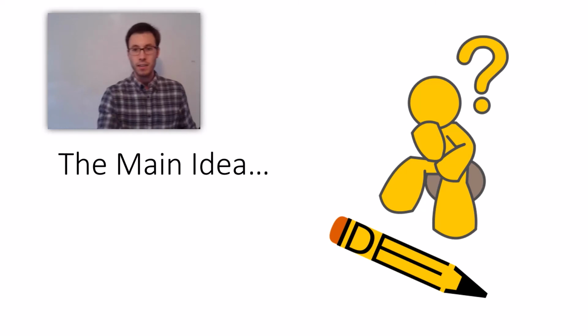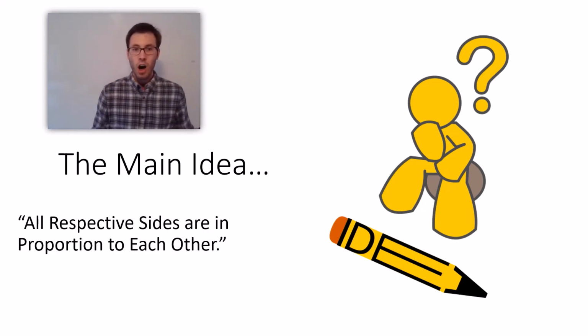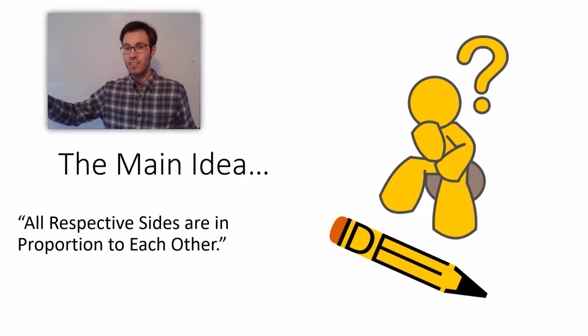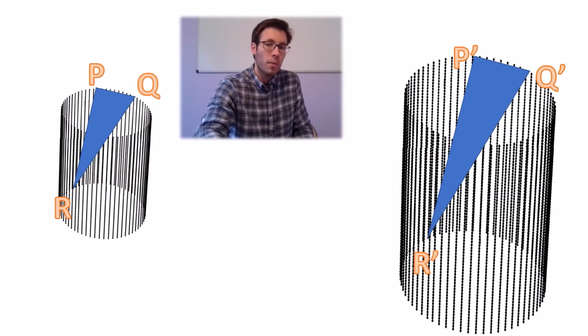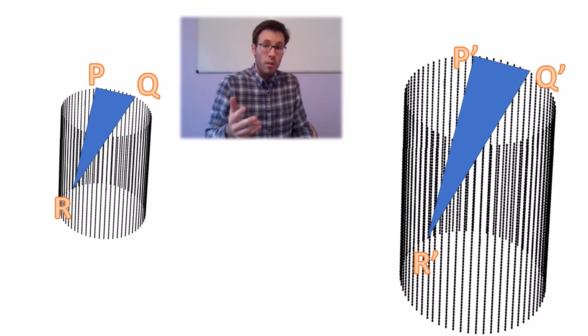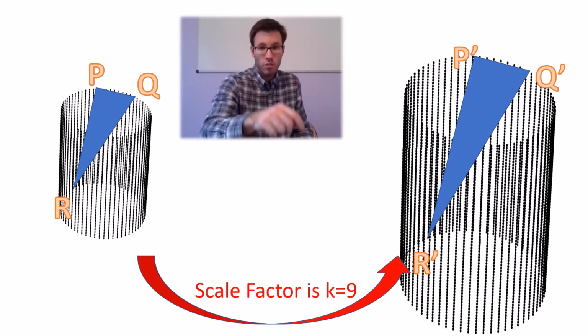All right, so the main idea, let's get into that. All respective sides, what that means is that all respective sides are in proportion to each other. You're multiplying all the sides in the pre-image by a specific number to yield the distance in the image. Now let's talk about similarity transformations in the context of ratios. What we're going to see is that their ratios are the same. So let's show why that is.